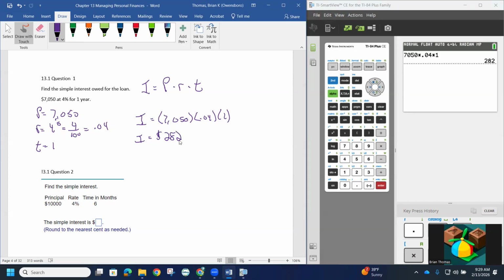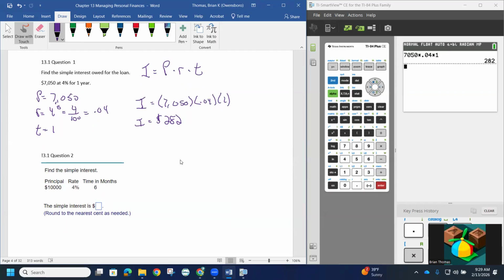So I borrowed $7,050, but I have to also pay an additional $282 to borrow that money. That's what simple interest is. So you have to pay a little bit more than what you borrowed there.